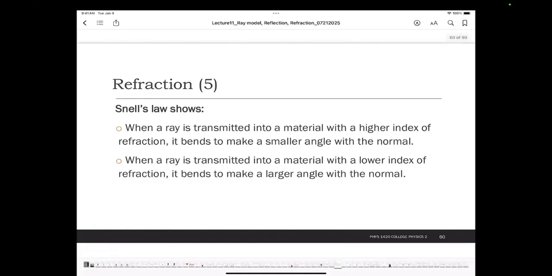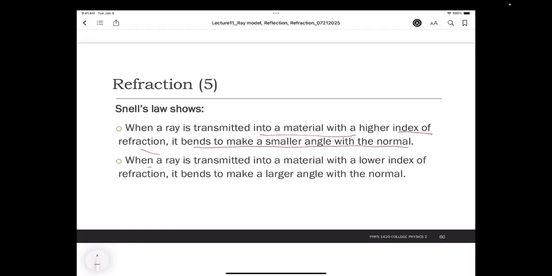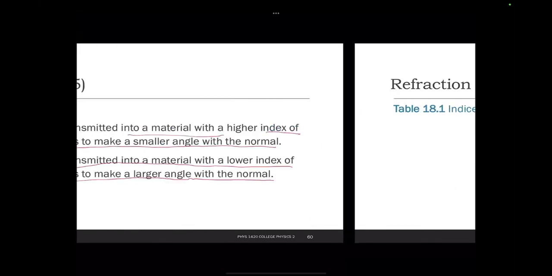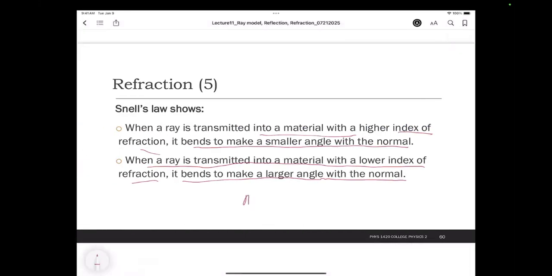Okay, Snell's law shows that when a ray is transmitted into a material with a higher index of refraction, it bends to make a smaller angle with the normal. And when a ray is transmitted into a material with a lower index of refraction, it bends to make a larger angle with the normal. You can see here, this is Snell's law. Sorry, it is n1 sin theta 1 equals n2 sin theta 2.